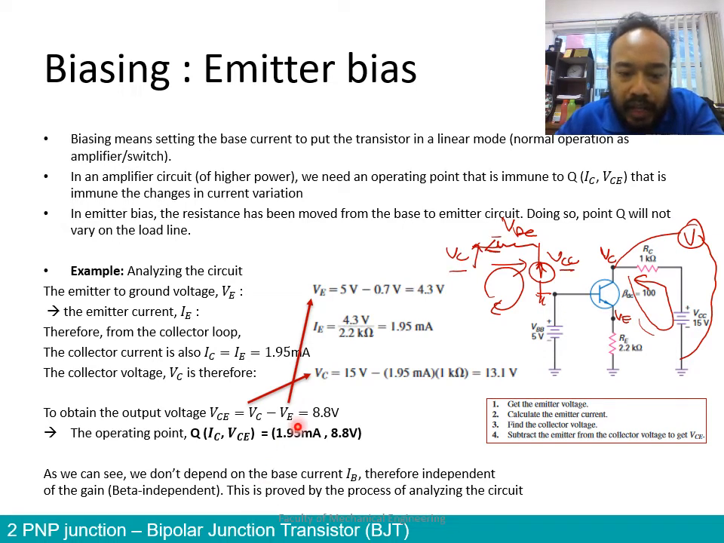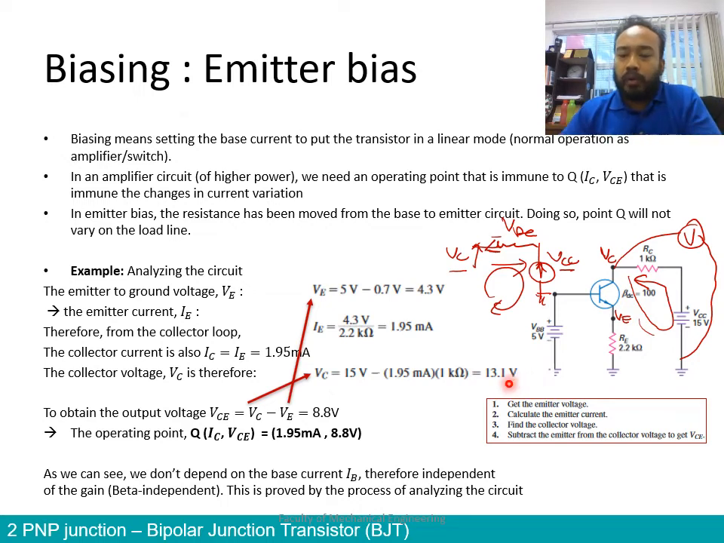That leads us to VC equals 15 volts minus VRC. So 15 volts is the VCC, minus VRC. VRC is the current that I found previously, 1.95 milliamps, multiplied by 1 kilo ohm, which is the resistor of the collector. So we will get VC, the voltage at this point in comparison to the ground, equals 13.1 volts.